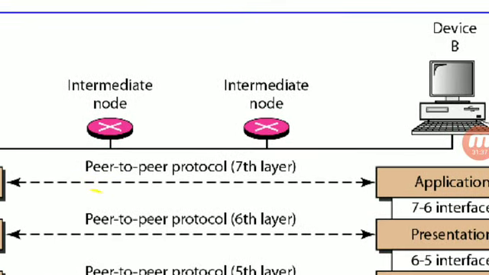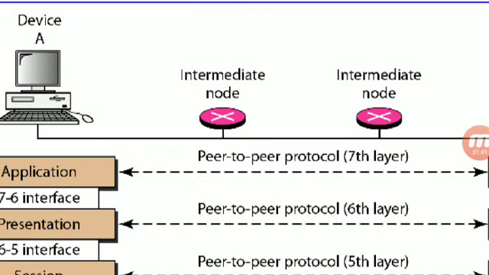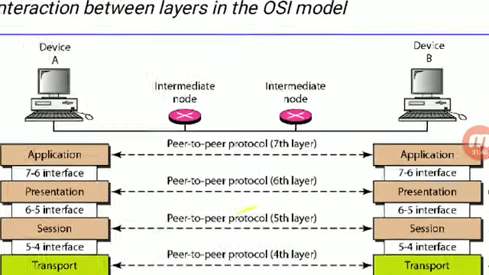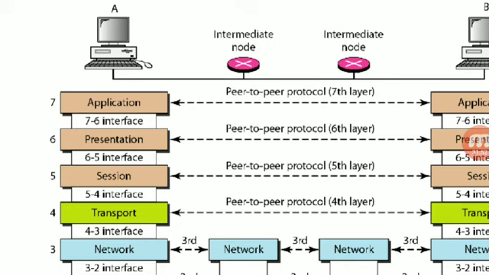So depending on where device A and B are placed, device A is communicating through these intermediate nodes with device B. But how it actually happens, let us see. Device A wants to send a message to device B.